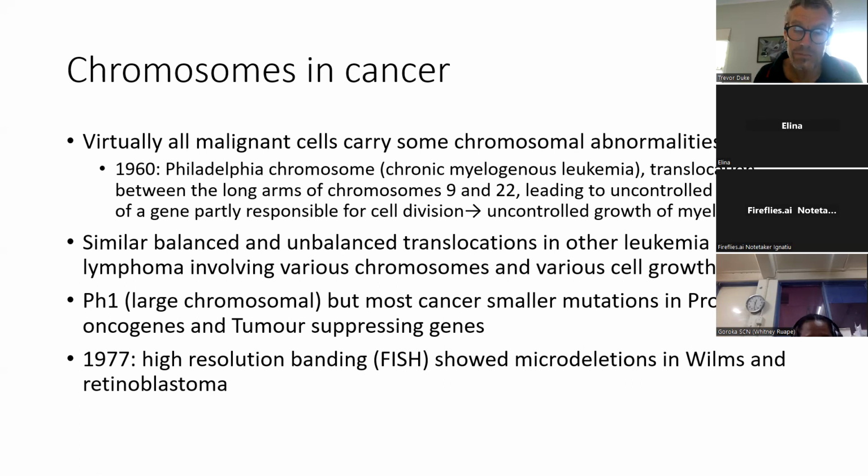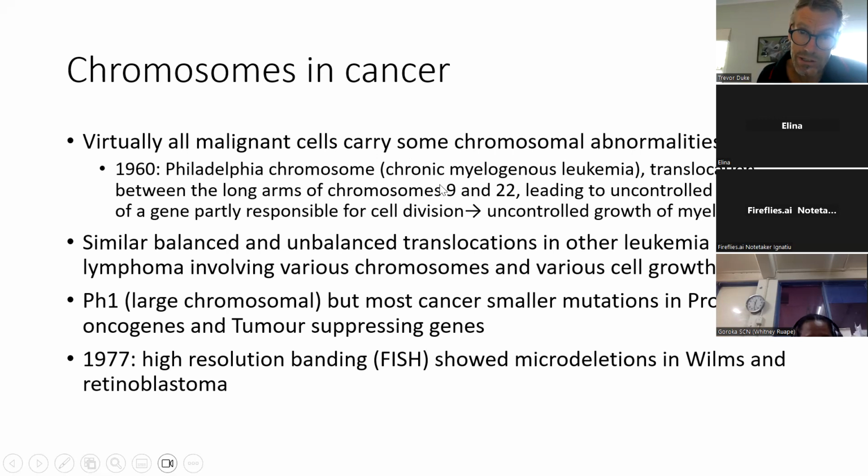Virtually all malignant cells carry some chromosomal abnormalities. And this was identified as early as the 1960s. And one of the earliest chromosomal abnormalities identified was the lesion called the Philadelphia chromosome. And that was identified in patients who've got chronic myeloid leukemia, usually adults. But of course, the Philadelphia chromosome is part of the chromosomal changes that occur in some forms of acute leukemia as well. And it's a translocation between the long arms of chromosome 9 and 22.